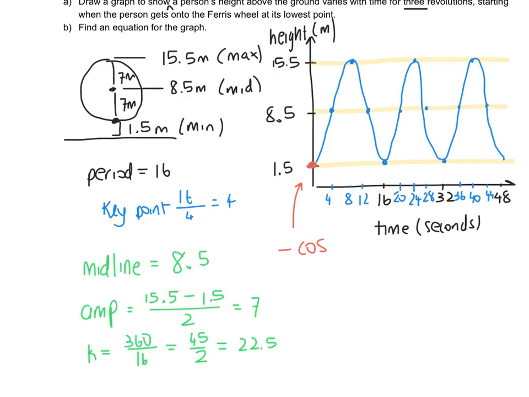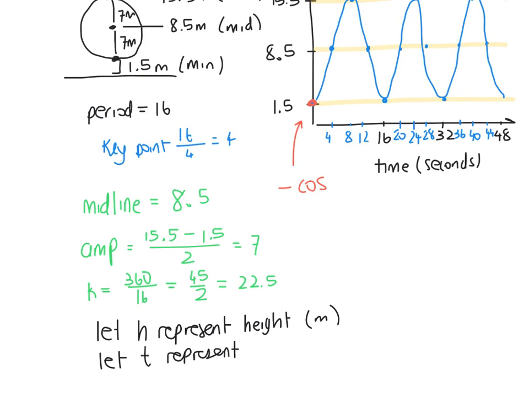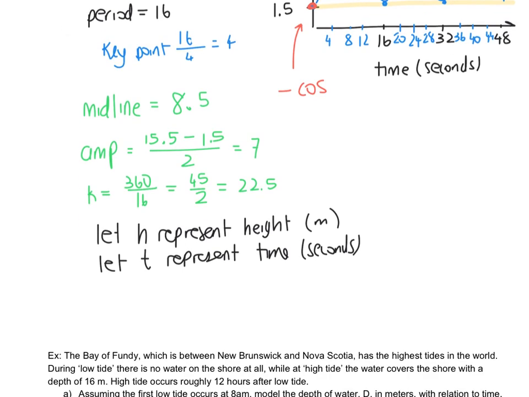And I like to avoid the phase shifts if I can. So now, before I start writing my equation, I need to write some let statements so that we know what our variables are. So I'm going to have h for height. So let h represent height, and it's in meters. And let t represent time in seconds.